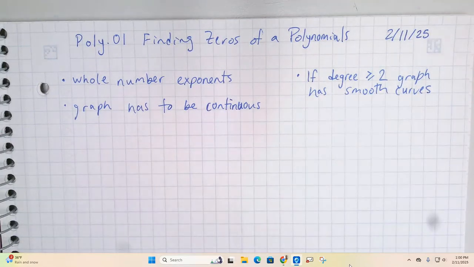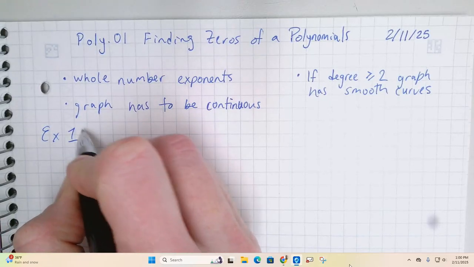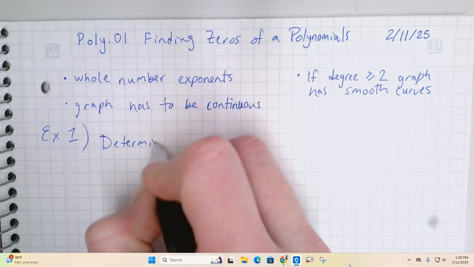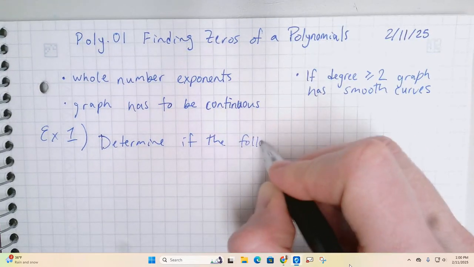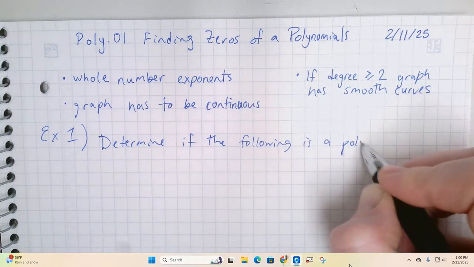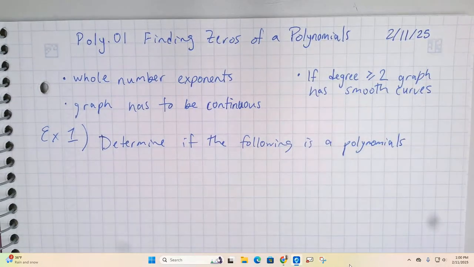Okay, we're going to have a few examples here. It looks like example 1, 2, and 3. Example 2 will probably be the longest. For example 1, we are going to determine if the following is a polynomial. In other words, perform the test that we listed above to see if it meets the criteria for a polynomial.